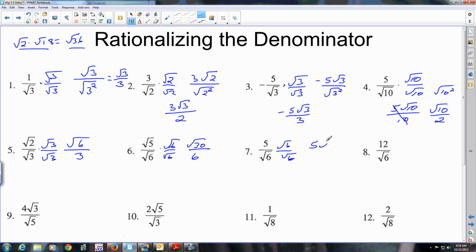The 5 cannot multiply to the 6 because it's outside. The square root of 6, square root of 6. The 12 and the 6 can't reduce because that's outside and that's inside. 12 square root of 6 over 6. These are both outside, so this can reduce. 2 square roots of 6 would be your final answer.